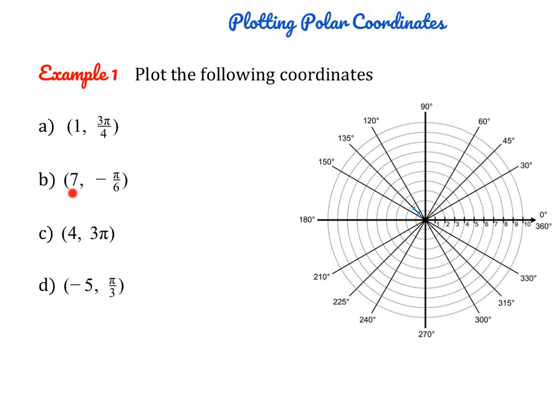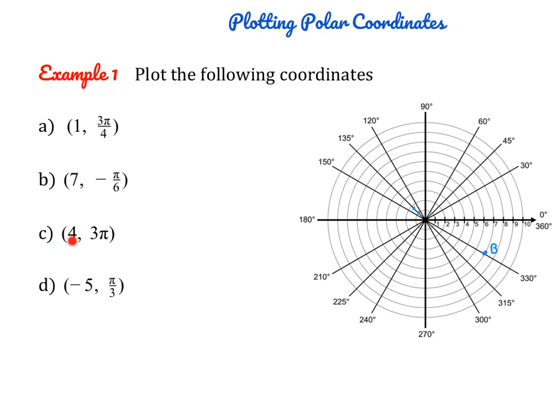Okay, let's try the next one: 7, negative pi over 6. We know negative pi over 6 is actually here. It's coterminal with 330 degrees. And this tells me to count 7 units out from the center. So I would count 1, 2, 3, 4, 5, 6, 7. And that's where my coordinate will be. So that's 7, negative pi over 6.